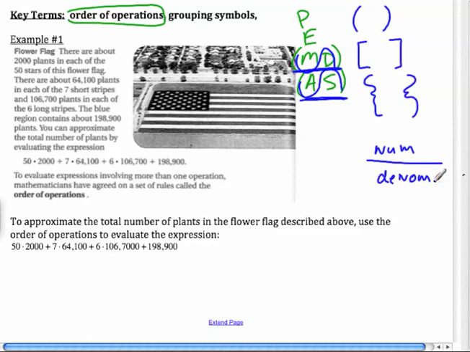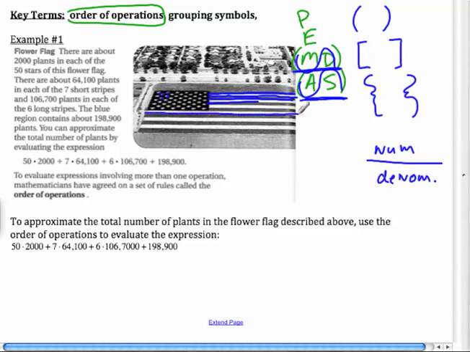Now today it says we've got this flower flag, and it says there are about 2,000 plants in each of the 50 stars. So 2,000 there and there and there in each one of those. There are about 64,100 plants in each of the 7 short stripes. That's these right here. 2, 3, 4, you get the idea. And then 106,700 plants in each of the longer stripes, these down here.